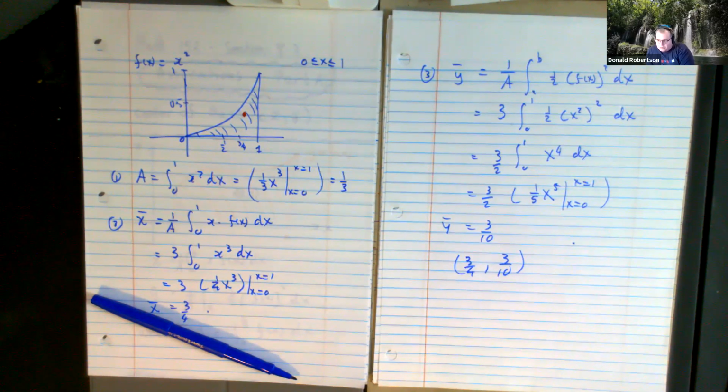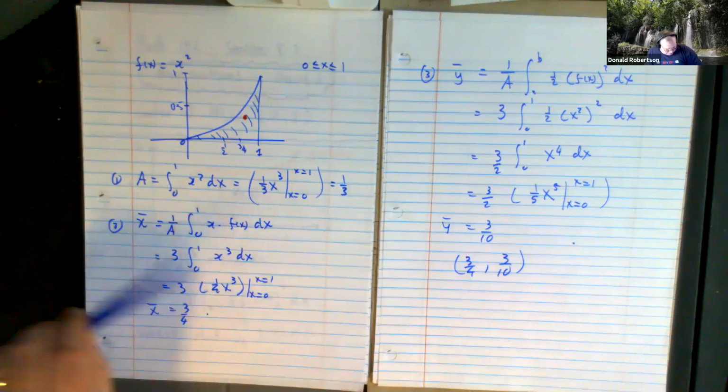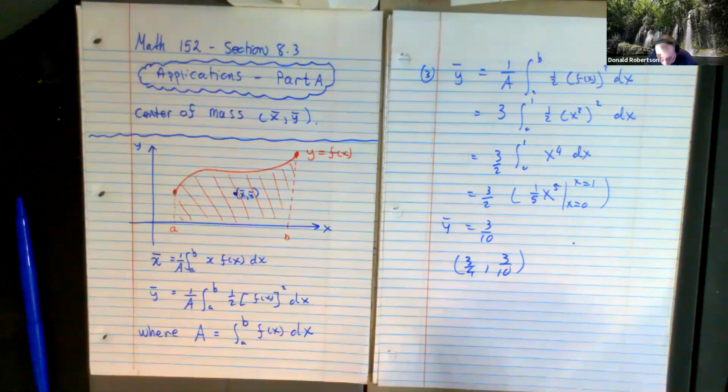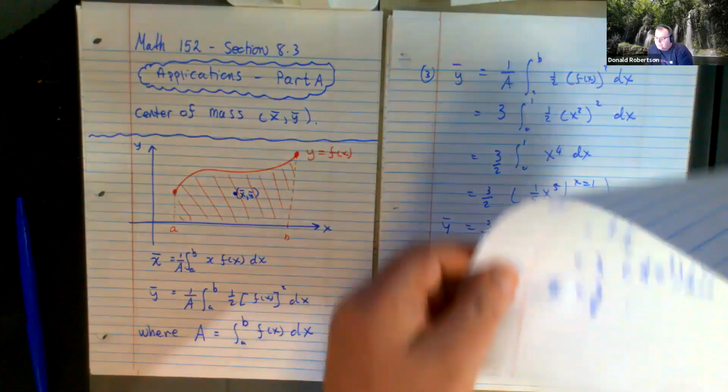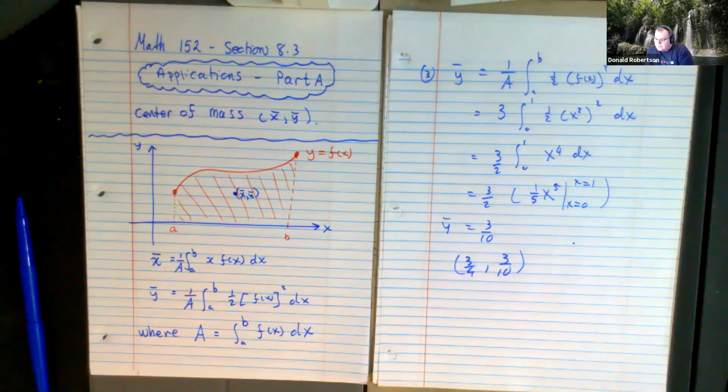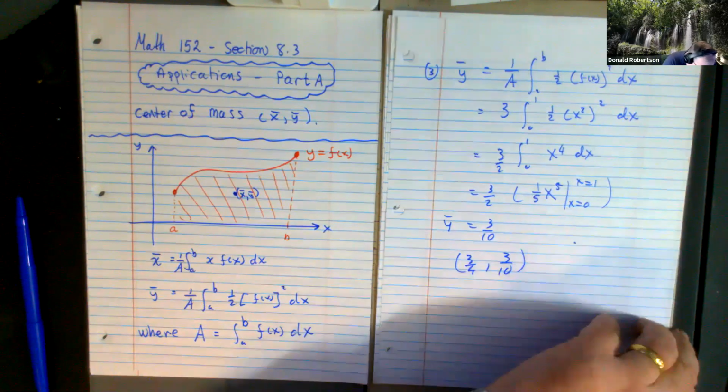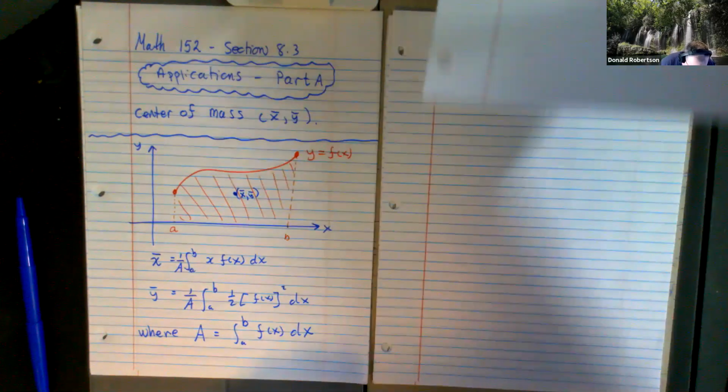Are we okay with, if I gave you a single function f of x from 1 to 2 or 0 to 1, that you could find x bar and y bar, right? As long as you know how to integrate and you use these formulas, everything works out fine. Any questions before I move on? Okay. Then let's look at the final situation.